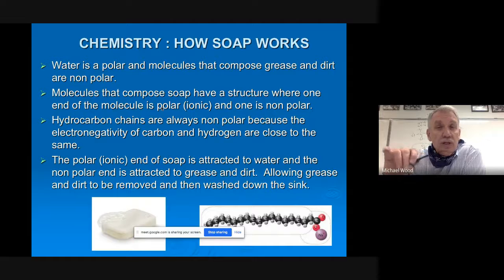In my diagram, the polar right end is attracted to water and the nonpolar end is attracted to grease and dirt. So the way this works is you throw your dirty clothes in the washing machine, and the right end of the molecule grabs hold of water because it's polar, like dissolves like, but the left end of the molecule attaches to grease and dirt, which is nonpolar, and so you can remove the grease and dirt from your clothes or from your hands. That's how that works. So, okay, good.